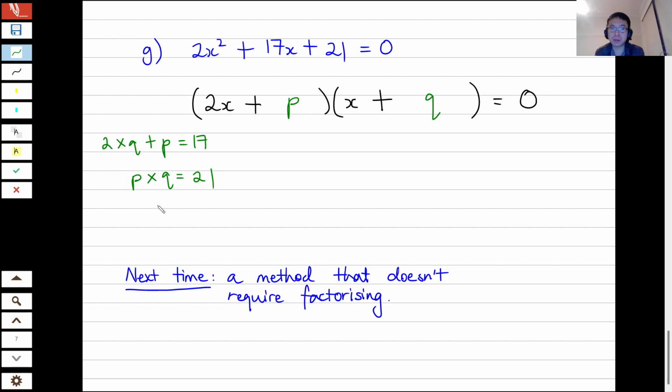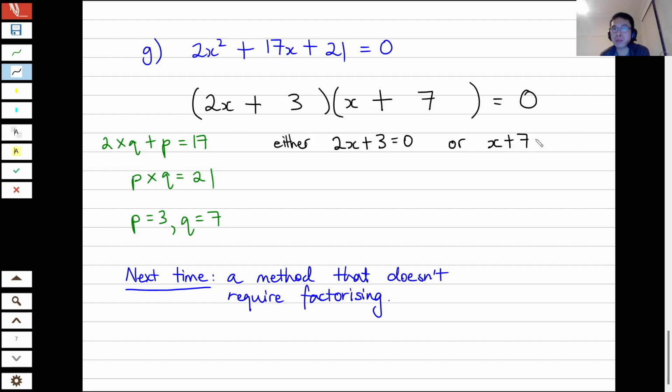So now that I've given you that, I'll just sort of give you the answer. What we're looking for here is p equals 3 and q equals 7. So here is my factorized form. And now I'll just write out the working out that you might use if you're using the null factor law. So either 2x plus 3 equals 0 or x plus 7 equals 0.